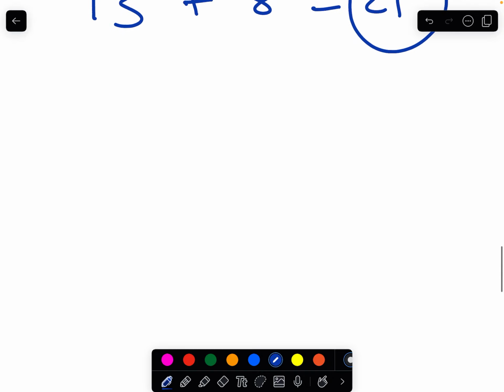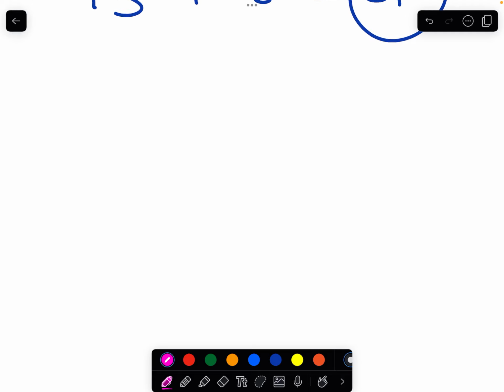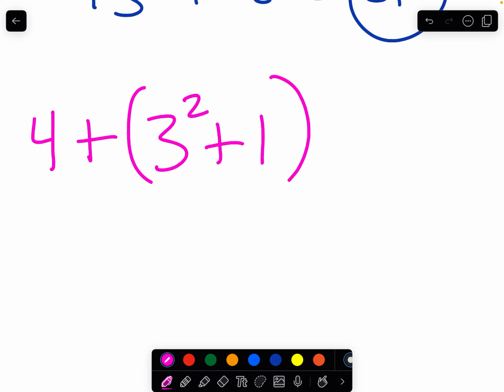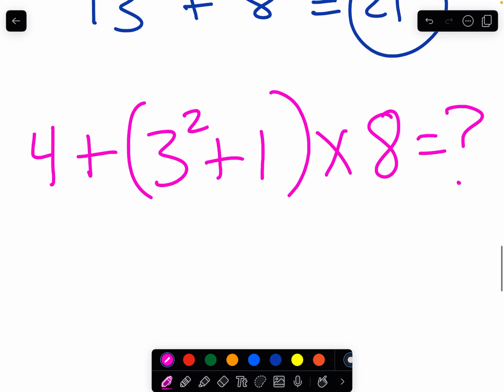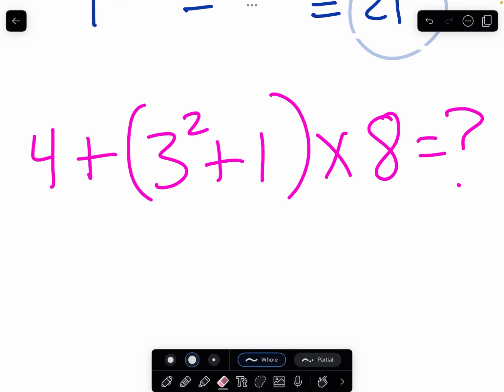All right, we're going to turn the heat up just one more time and do another problem. And it's going to look like this. 4 plus 3 to the second power plus 1 in parentheses times 8. Oh, there's a lot going on here. Can we solve it? I think we can.